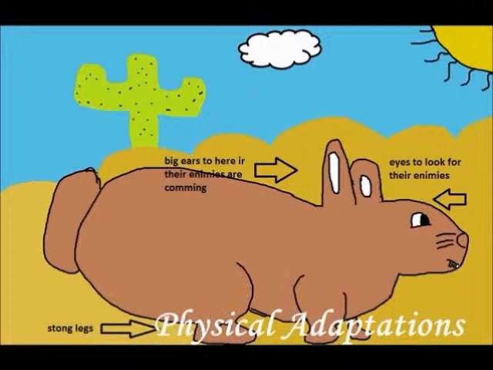Some of them have strong legs to run fast. Jackrabbits breathe with their lungs because they are mammals. Physical adaptations help jackrabbits to survive in the desert.